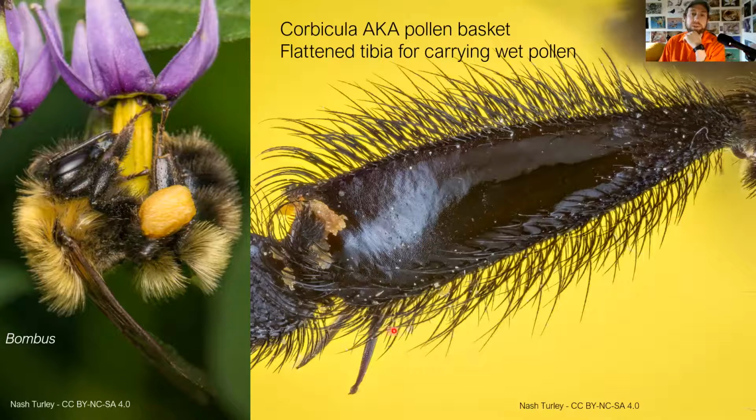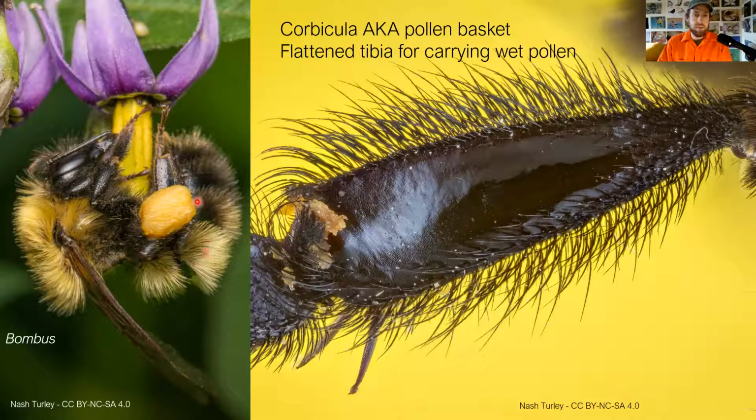So this is a close-up image of their hind tibia, their hind leg, and it has this really flattened leg with a sort of smooth spot in the middle, and then all these hairs branching out. What these bees do is they gather pollen, and then they wet it down with their saliva, or the insect equivalent of saliva, to make these wet balls that then stick to the corbicula here.